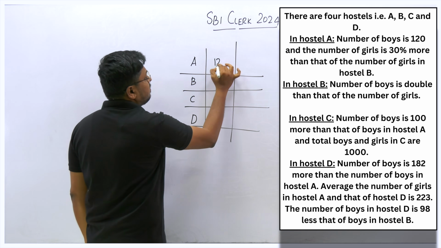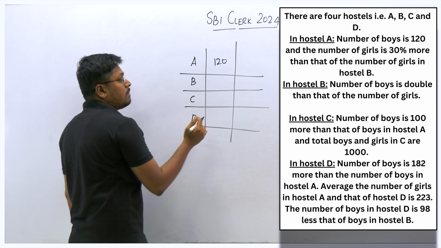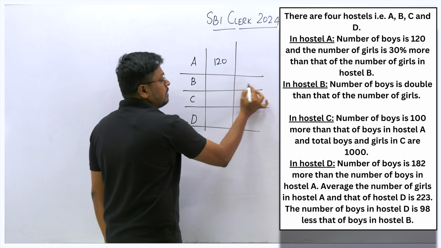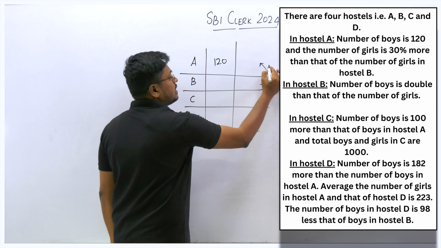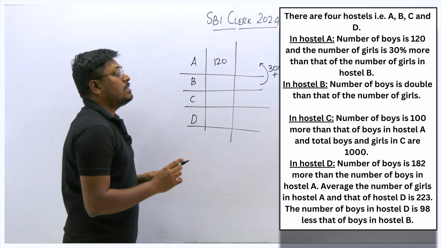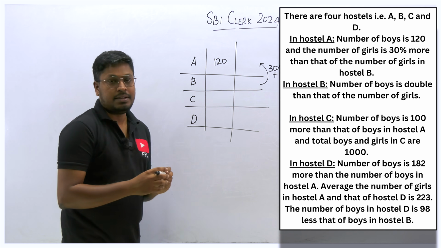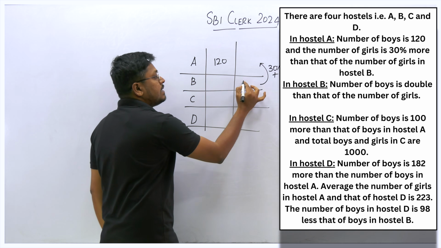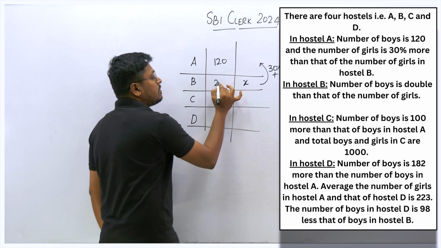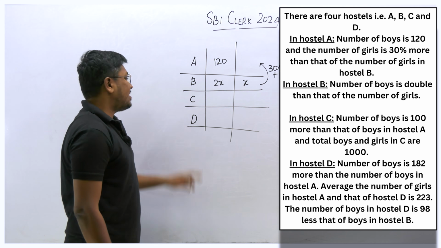So in hostel A, number of boys is 120 and girls will be 30% more than the number of girls in hostel B. So this will be girls in hostel B, which is 30% less when compared to hostel A. Now second, in hostel B, number of boys is double the number of girls. Which means if number of girls is x, then number of boys will be 2x. It's the double, right?